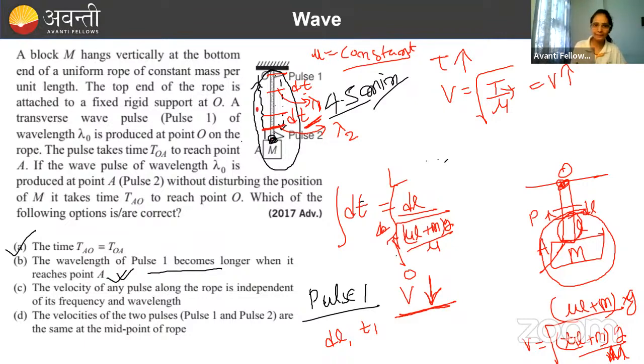So here in this timing, velocity is less now. So in this timing, it will cover less distance. So wavelength must be less here. And here this distance must be larger. So the wavelength of pulse 1 becomes longer when it reaches point A? No. It will become shorter.